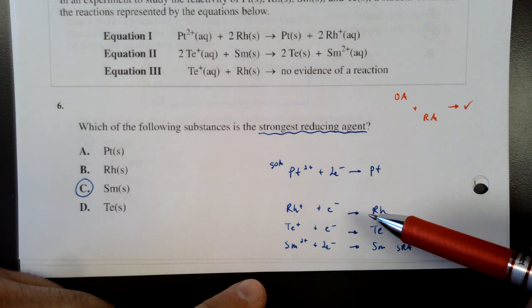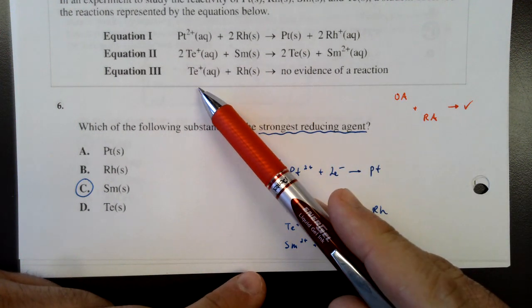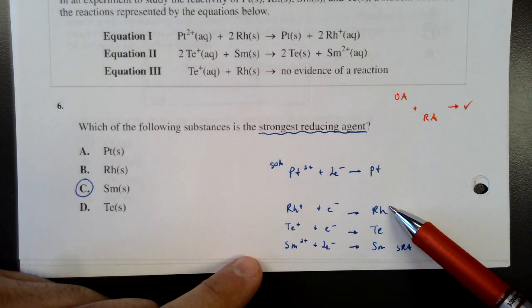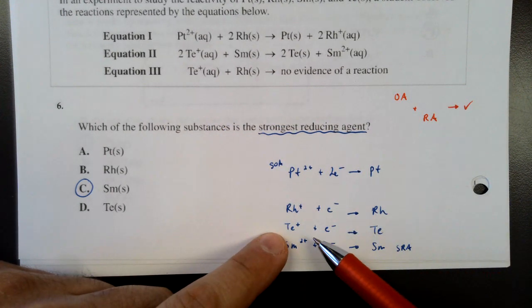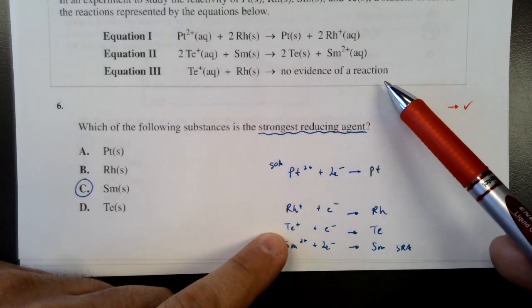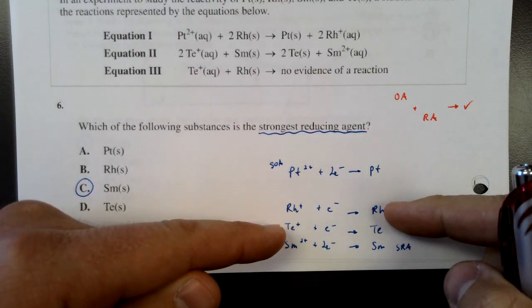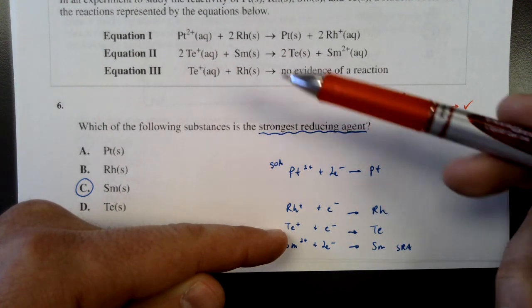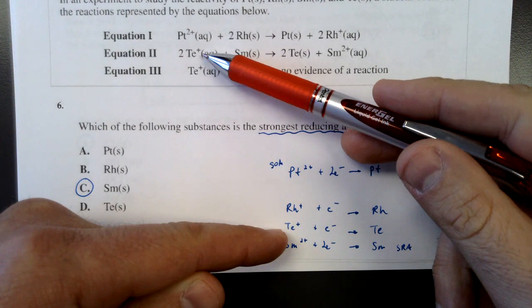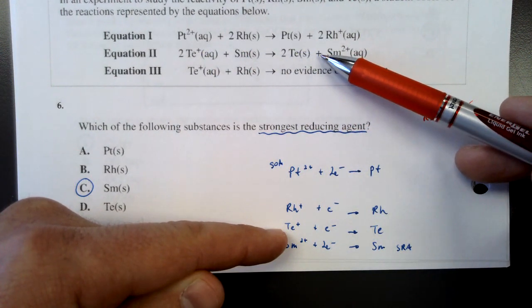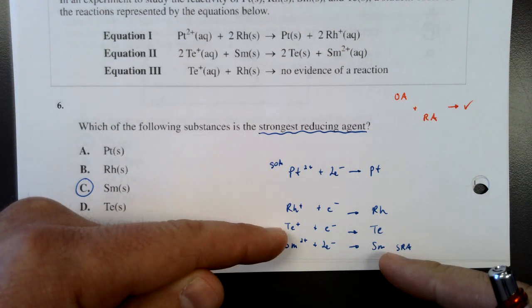Next bit of information, I've got Te+ and Rh. Now I can jump down here because I've already got Rh and I'd love to have some sort of anchoring point to it. Now I can see that this third reaction is non-spontaneous, which means Rh, Te+ goes below. Lastly, I wanted to peek up here. Te+, Sm, this is a spontaneous reaction, which means that Te+ has to be above Sm.